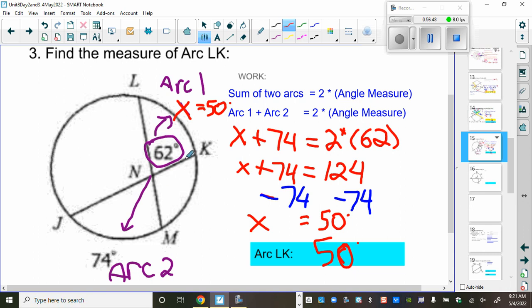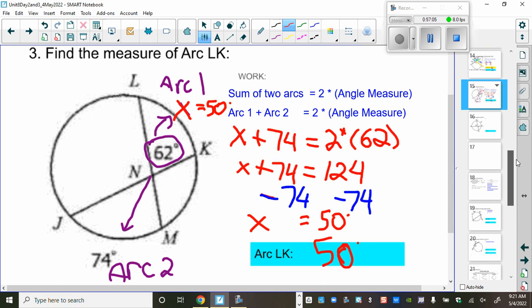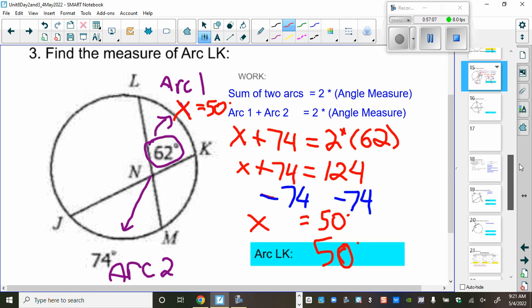So basically, anytime you have this type of diagram, if they don't meet in the center, label your two arcs, and then it's going to be 2 times your angle, which is in the middle. Boom, there you go. That's your setup. That's all you need to do.